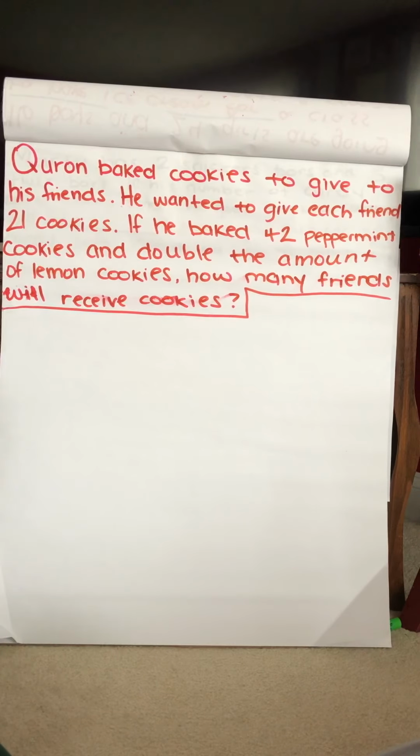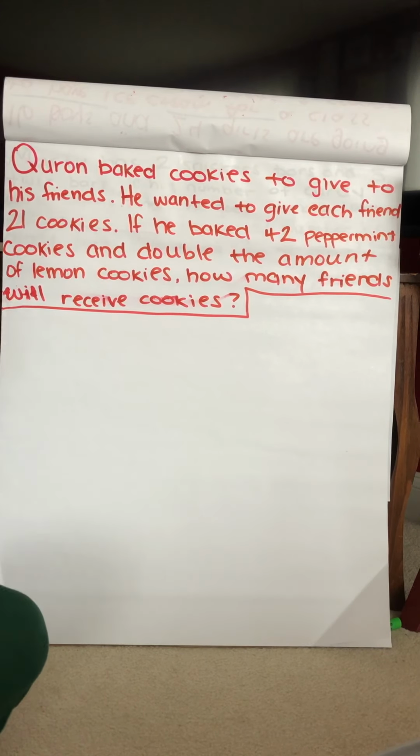Okay, so today's number story says that Quran baked cookies to give to his friends. He wanted to give each friend 21 cookies. If he baked 42 peppermint cookies and double the amount of lemon cookies as peppermint cookies, how many friends will receive cookies? Right away, Cortland MHC scholars, we need to understand that this is a multi-step problem.